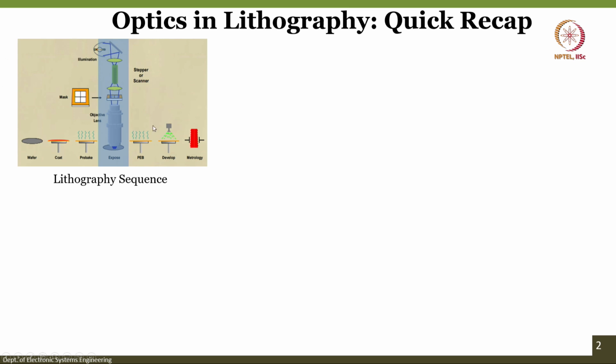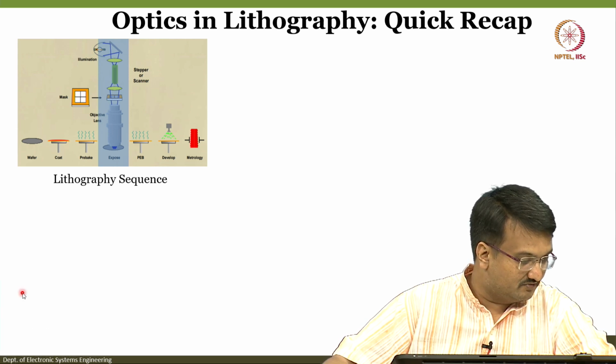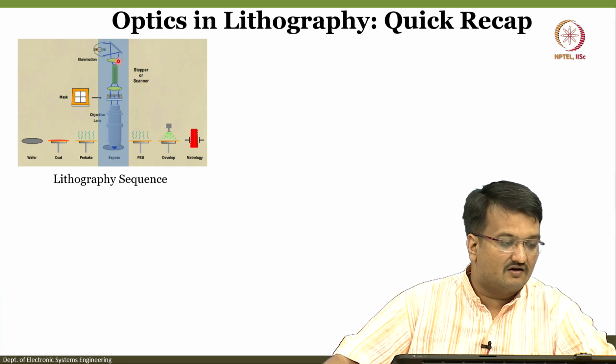This is a lithography process, and as I mentioned, the condenser lens will be here, then the mask and the objective lens. Let me just put a laser pointer so it will be easy for you. Yeah, so this would be your condenser lens, this would be your mask, followed by the objective lens.